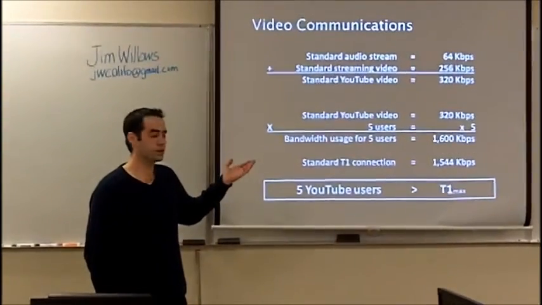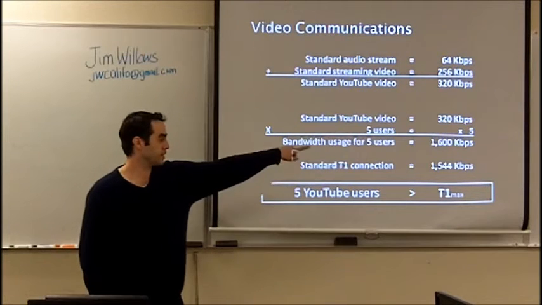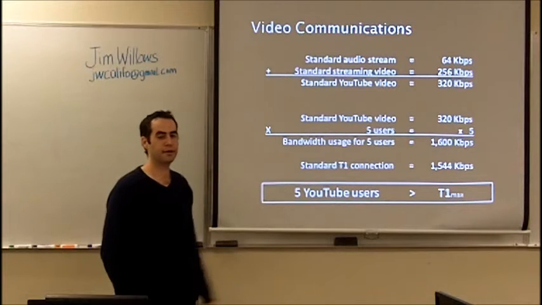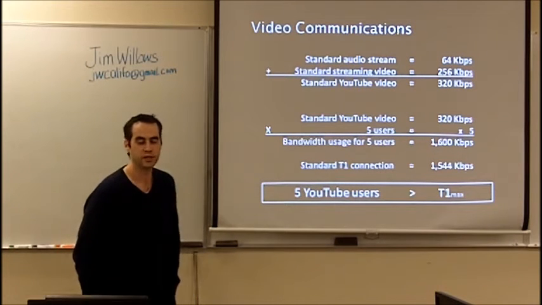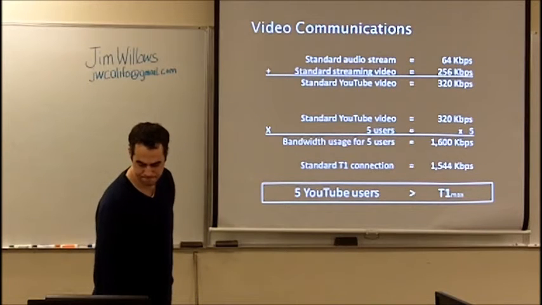If you had 5 users on your network on their lunch break watching YouTube videos, that would use up about 1,600 kilobits per second, which would easily exceed the maximum capacity of a T1 line, which is a standard used by some companies still.